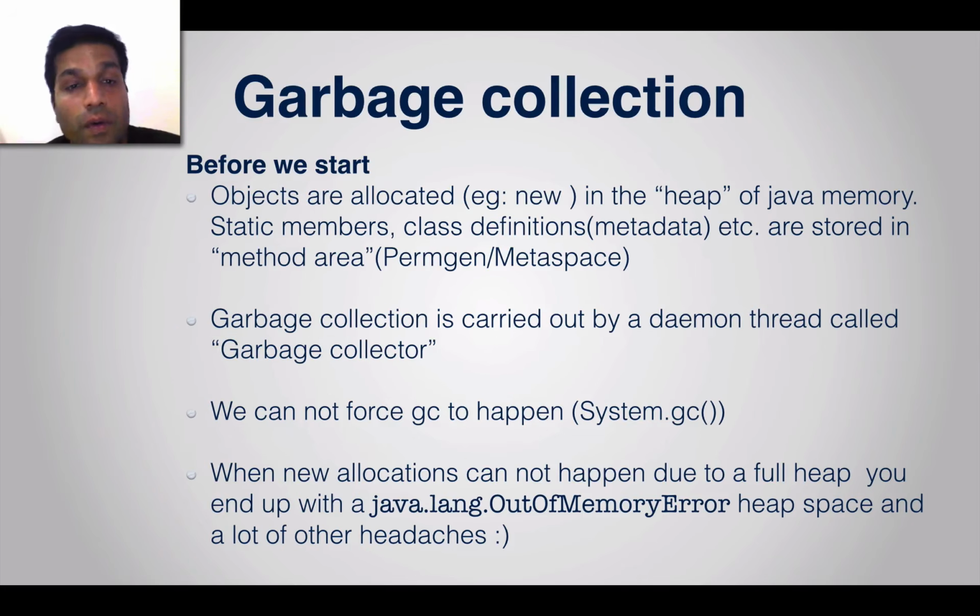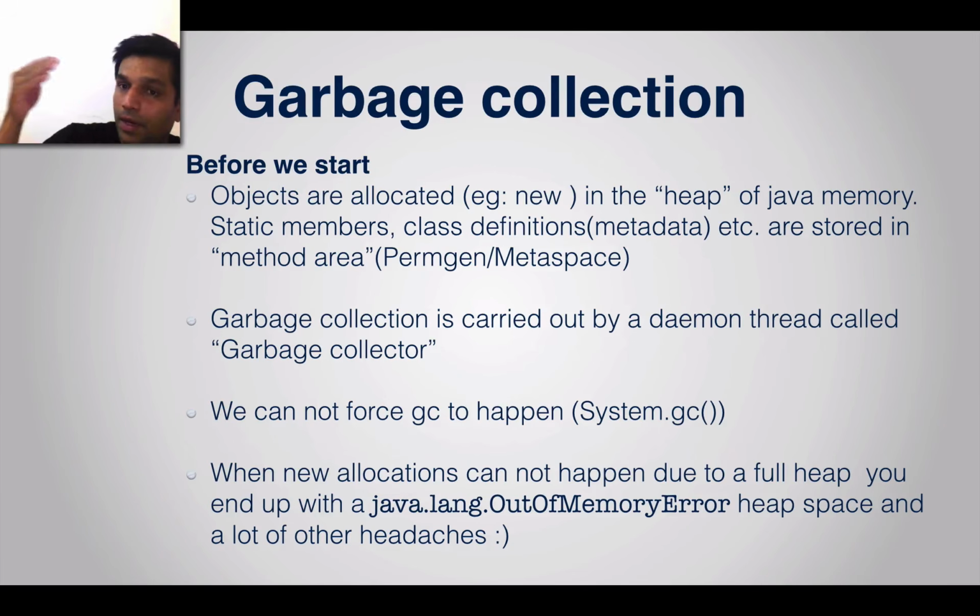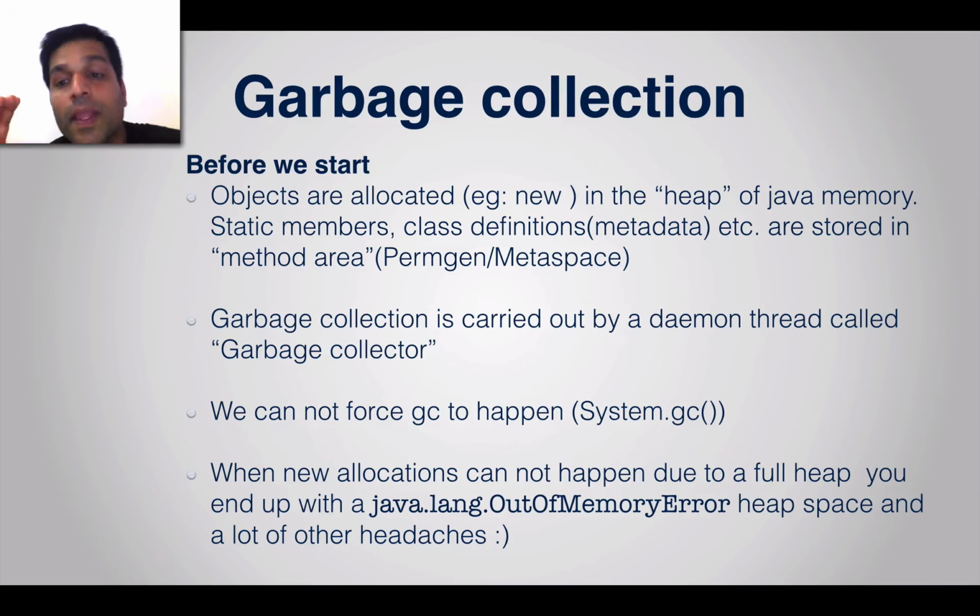Going forward, there are some basics that we should know before we go into details about garbage collection. Objects are allocated in the heap of Java memory. There is a heap memory in Java where, whenever you call new and allocate an object, it is allocated in the heap. Also, arrays are objects in Java, so they are also allocated there.